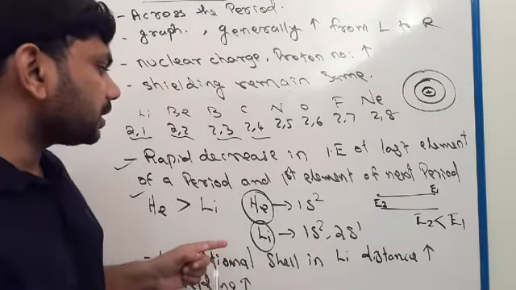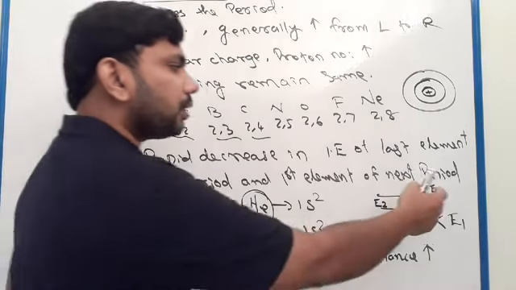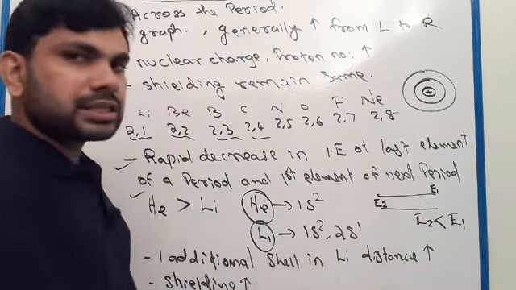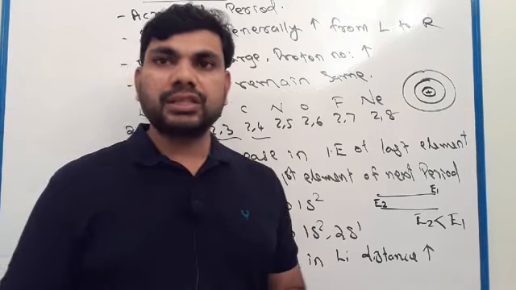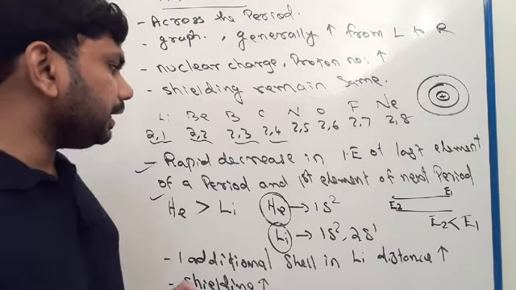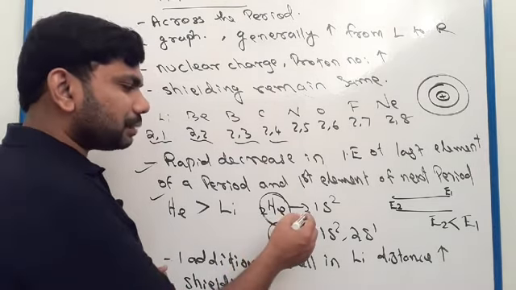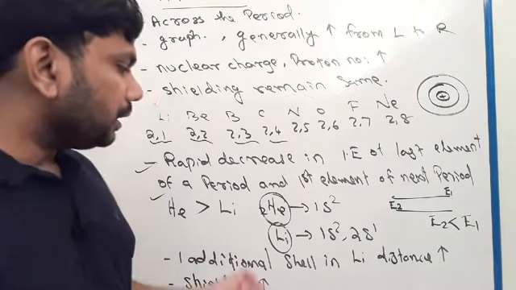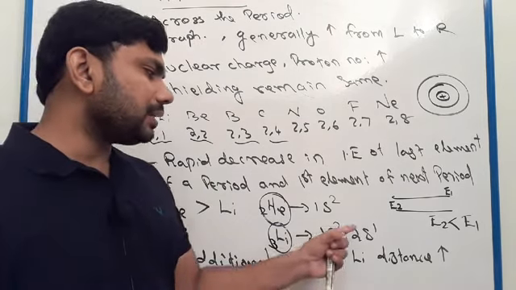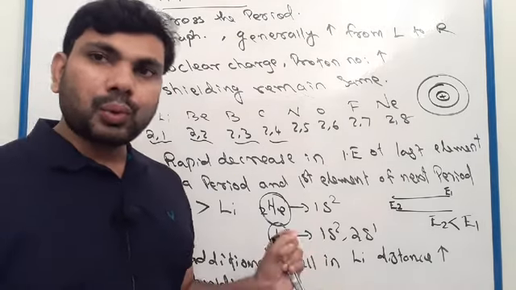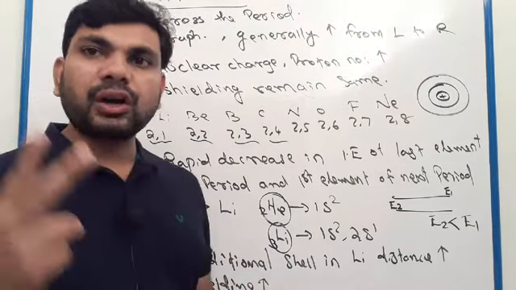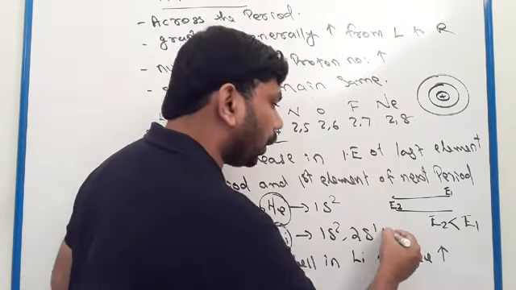Example here, when you consider helium and lithium, helium is the last element in one period and lithium is the next element in the next period. So you can see a big difference there. The reason: helium has atomic number 2, subshell electronic configuration 1s2. Lithium has atomic number 3, subshell electronic configuration 1s2 2s1. So you can observe that in lithium there are two orbits, one additional orbit.